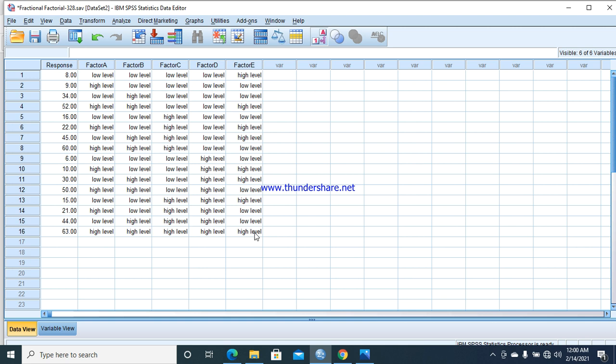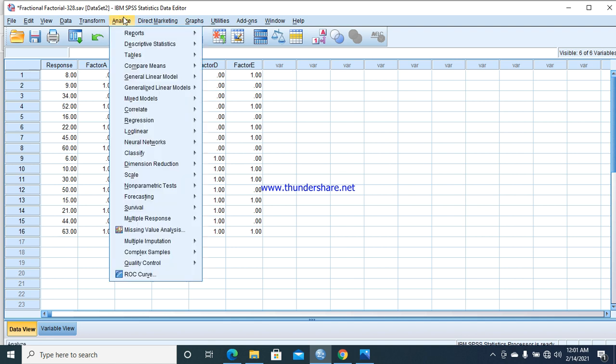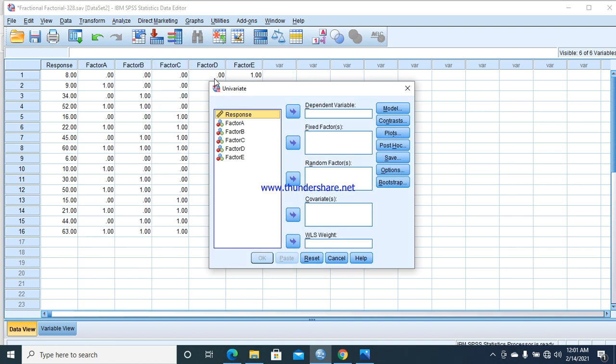The critical thing is data entry. Be focused and try to understand how the data has been entered. You can see the 0-1 coding as well, 0 for low level and 1 for high level. And then we go towards Analyze and General Linear Model. Here's the Univariate analysis, right? And the response. Factors A, B, C, D, and E come in fixed factor.